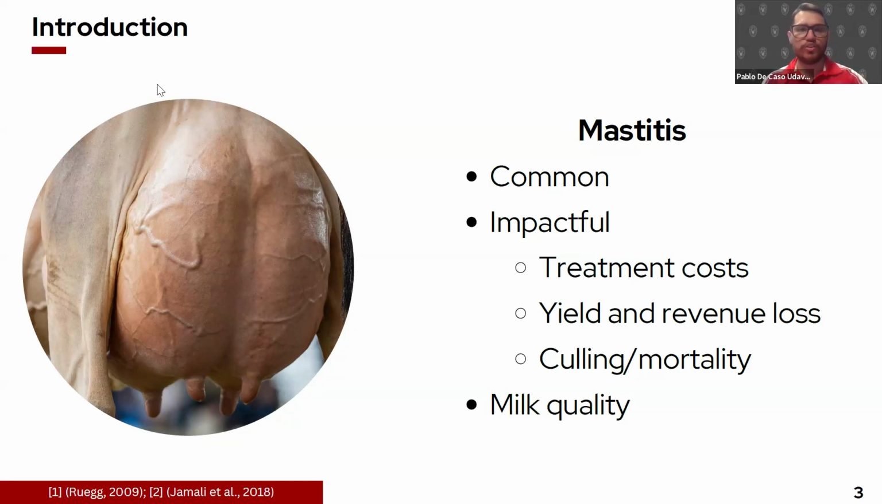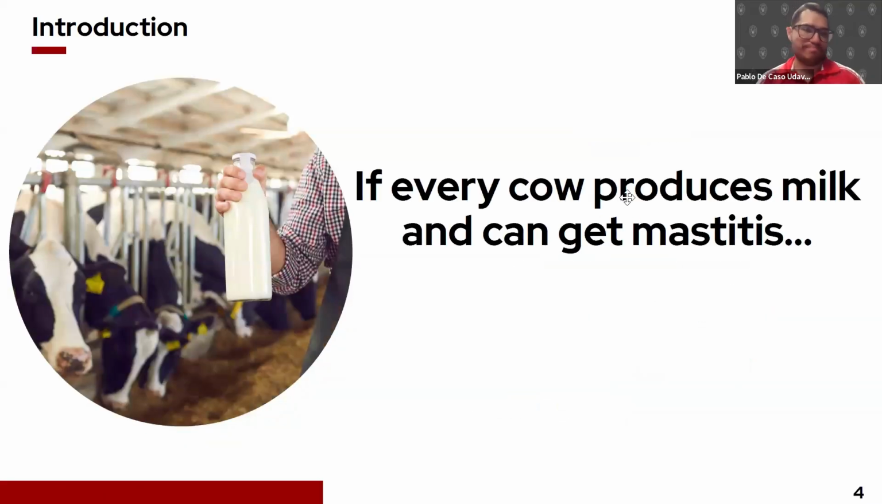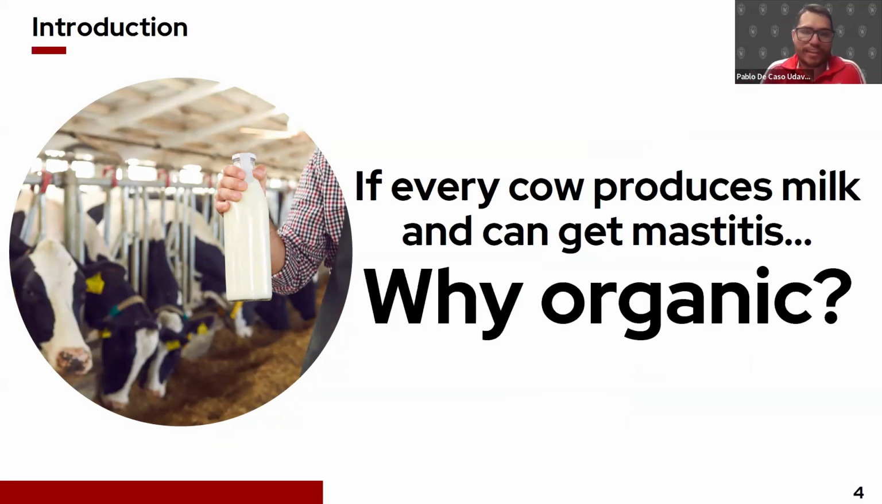This disease is not only related to the impacts on the cow or the herd itself, but it also impacts the milk quality itself, which is in the end why we're here, because dairies are run as a business, right? So we're interested in our customers continuing to buy our milk. With that in mind, maybe you're starting to wonder: that's great that we're having this general introduction about what mastitis is, but if every cow can produce milk and every cow can get mastitis, then the natural question would be, why focus on organic, right?